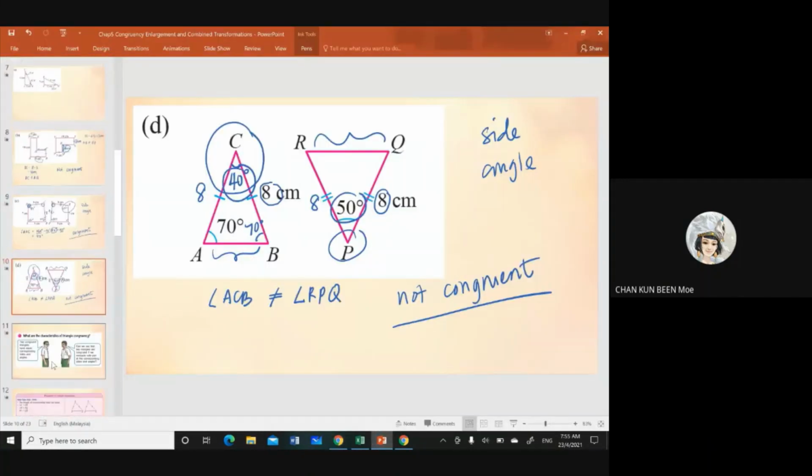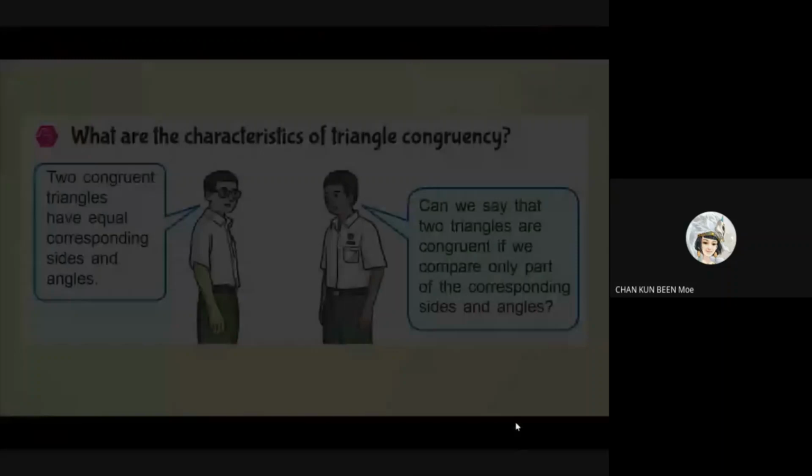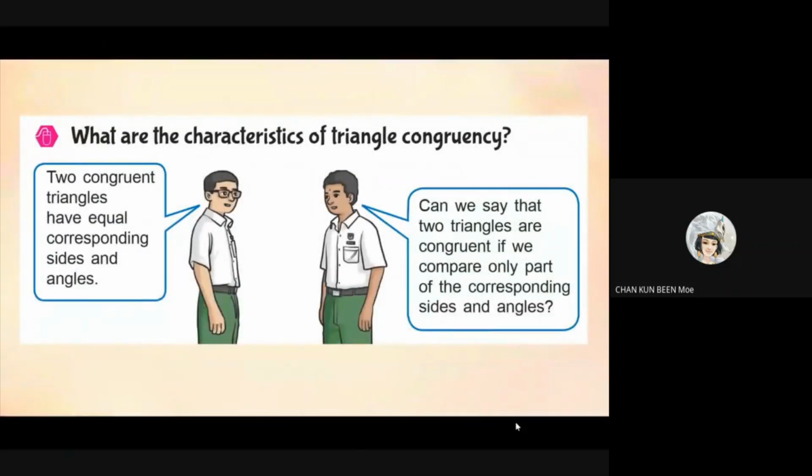Okay, next slide, this one. What are the characteristics of triangle congruency? So you look at the conversation given. Two congruent triangles have equal corresponding sides and angles. And then can we say that two triangles are congruent if we compare only part of the corresponding sides and angle? Can or not? What do you think? No. If you just compare only part of the corresponding sides and angle, you won't be able to say that they are congruent, because there will be proof later on. We are going to go through it later on. There will be proof showing that they are not congruent.